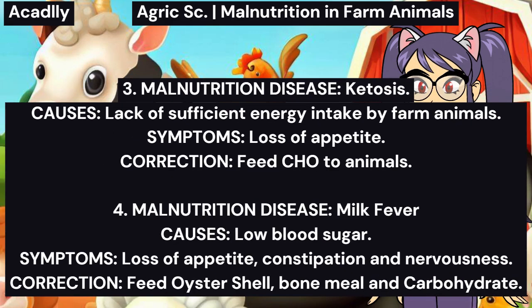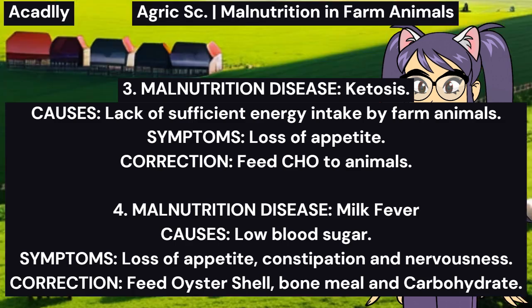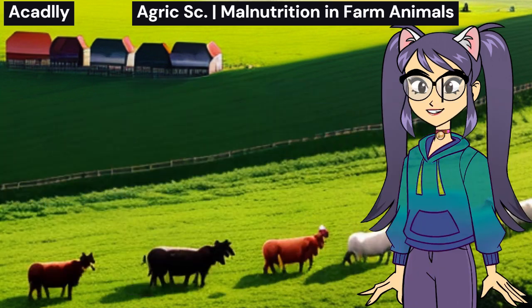3. Malnutrition disease, ketosis. Causes: lack of sufficient energy intake by farm animals. Symptoms: loss of appetite. Correction: feed CHO to animals. 4. Malnutrition disease, milk fever. Causes: low blood sugar. Symptoms: loss of appetite, constipation, and nervousness. Correction: feed oyster shell, bone meal, and carbohydrate.